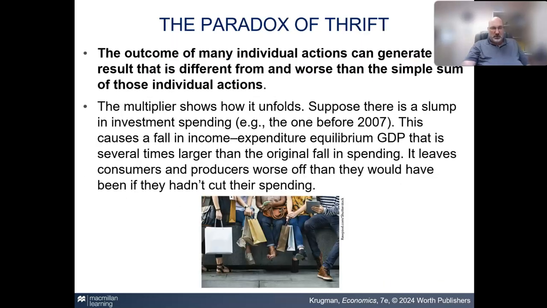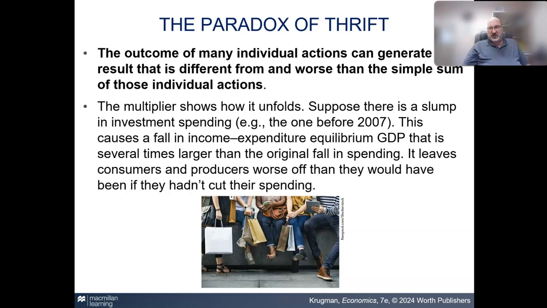So, interesting. Paradox of thrift. It's an interesting thing. It's not as big a deal. It's one of those things where it's a thing. Paradox of thrift, crowding out, the income effect. Three things that we talk a lot about in economics classes, but aren't as big a deal as we like to make them out to be, because they're really cool in an economics class, but in the real world, they're just not a thing. So the idea here is the outcome of many individual actions can generate a result that's different from and worse than the simple sum of the individual actions.